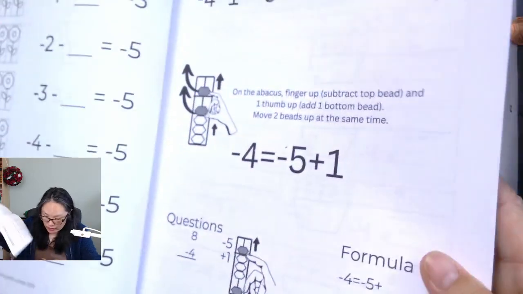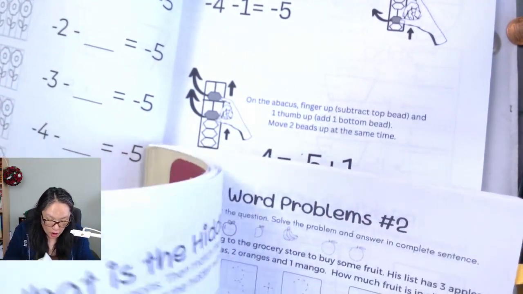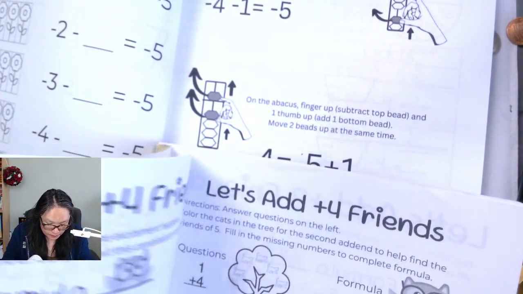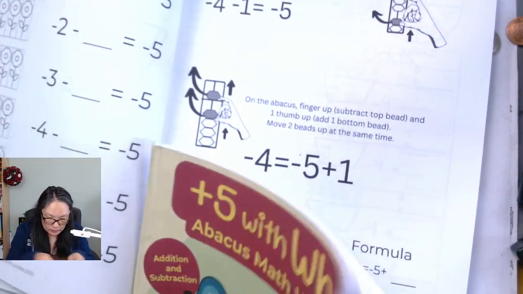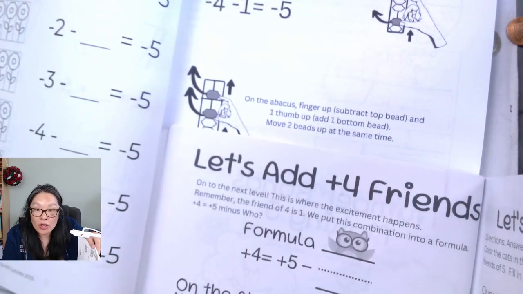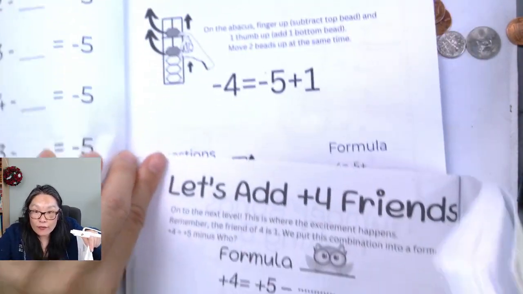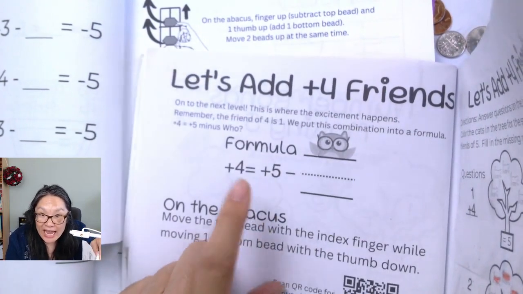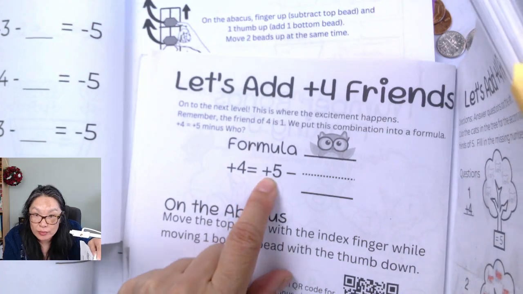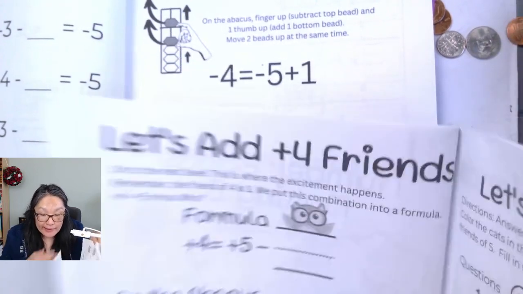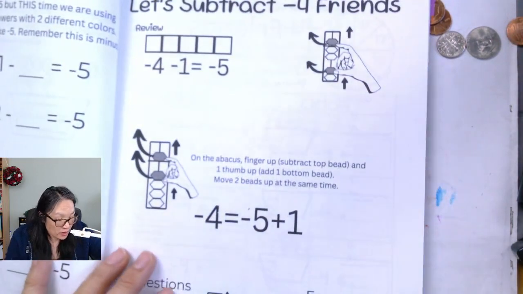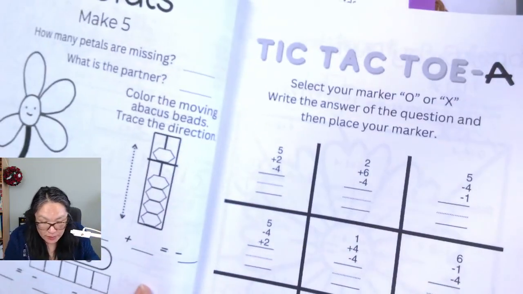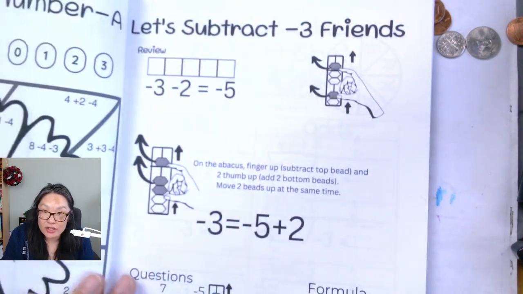And now what we're doing is we're compounding our knowledge. So we have minus the 4 is equal to minus the 5 plus the 1, whereas when we add the 4, it's plus the 4 is equal to plus the 5 minus the 1. And so we start going through, and again, it's about activities and just trying to be more interactive. And then this is color by number.